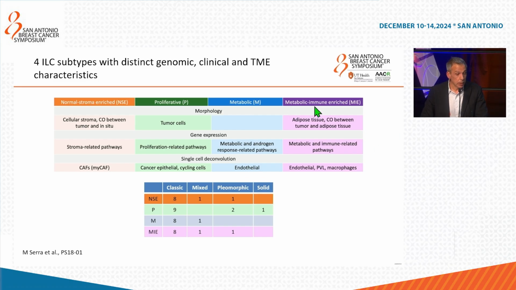And then we have the metabolic immune-rich subtype, which in terms of morphology has more adipocytes and co-occurrence between tumor cells and adipocytes. In terms of gene expression, more metabolic and immune-related pathways. In terms of cell deconvolution, more macrophages. I will come to that.